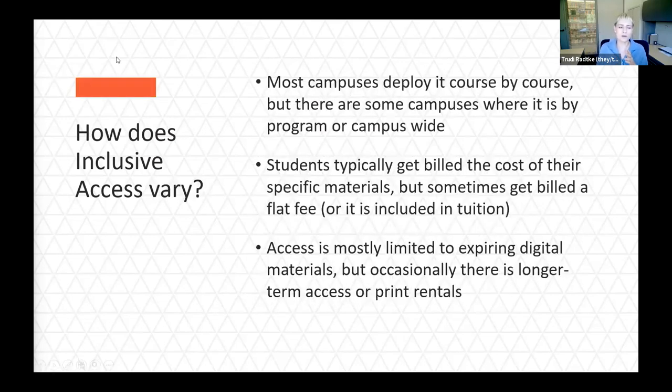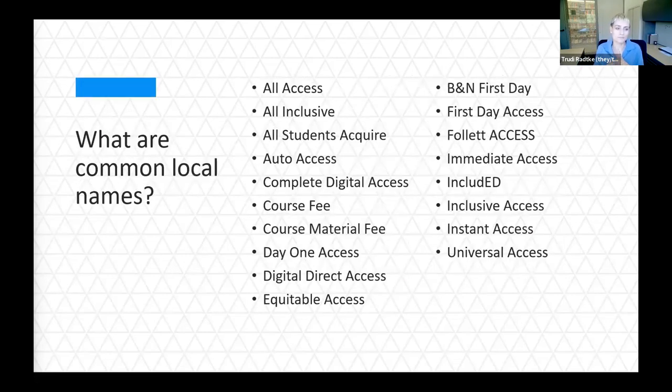Okay, so that's a little overview of how inclusive access programs are similar. How do they vary? 1, most campuses deploy it course by course, but we are now seeing a much larger shift to where it's employed campus-wide, like an EdTech subscription. 2, students typically are billed the cost of their specific materials, but it's much more common with that institution subscription that it's included in tuition or in fees. And 3, access is mostly limited to expiring digital materials, but occasionally there are longer term access to print rentals. I have to note here, print rentals are usually an additional cost on top of whatever a student is paying to access the inclusive access program.